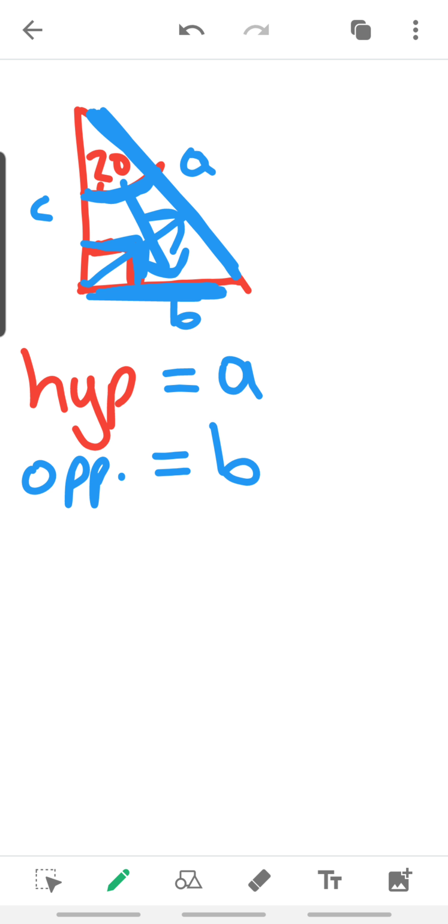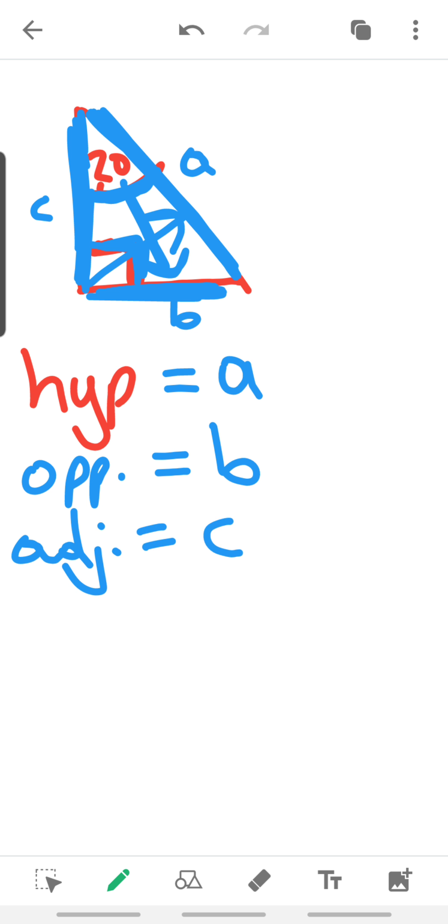And then finally our adjacent side, we're simply going to look for that side that is literally right next to our given angle. So that is going to be side C. So therefore our adjacent side is simply C. Okay, so that's how we are able to identify what side is our hypotenuse, what side is our opposite, and what side is our adjacent.